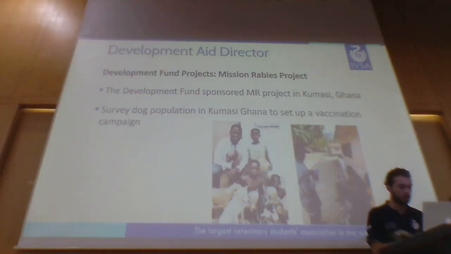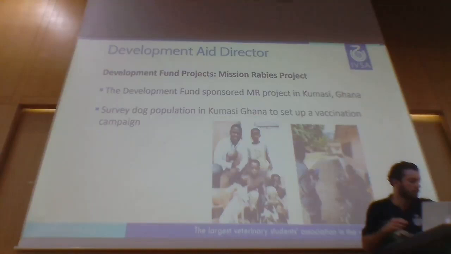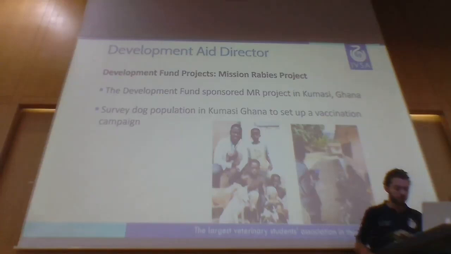The development fund funded the survey so that the student was able to collect all the answers and go around the whole area. With the data of that survey, they will be able to set up a vaccination program, and hopefully we can work on these kinds of projects again with Mission Rabies.